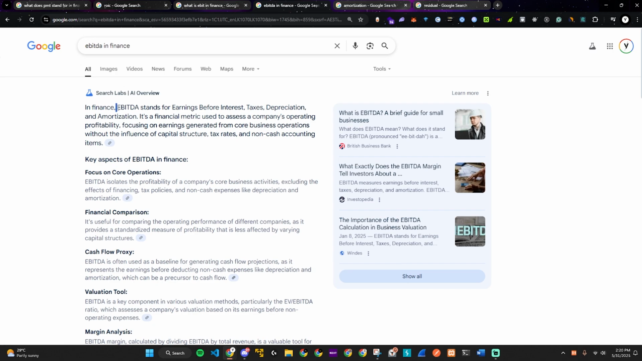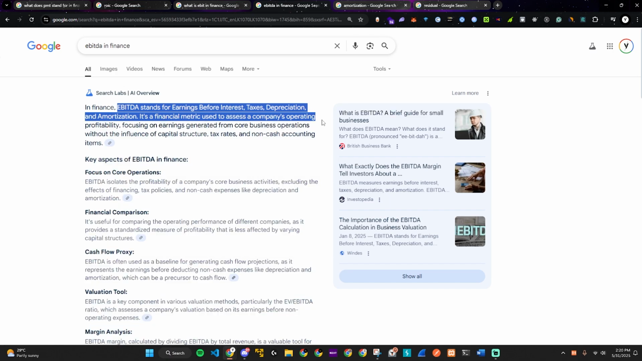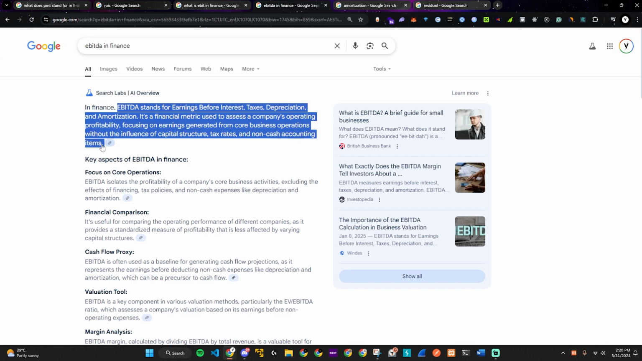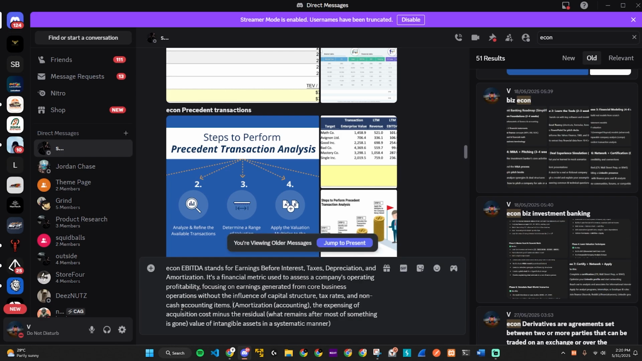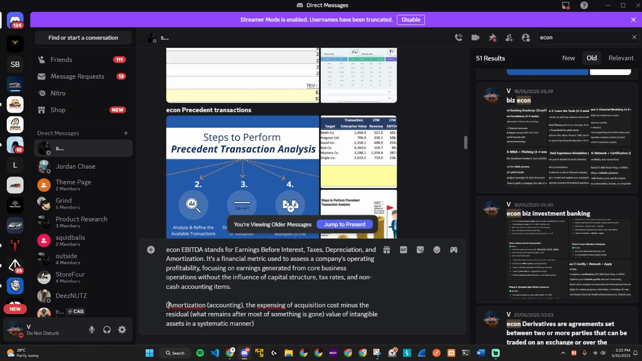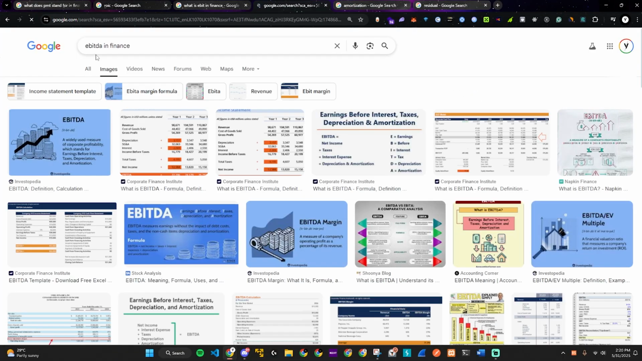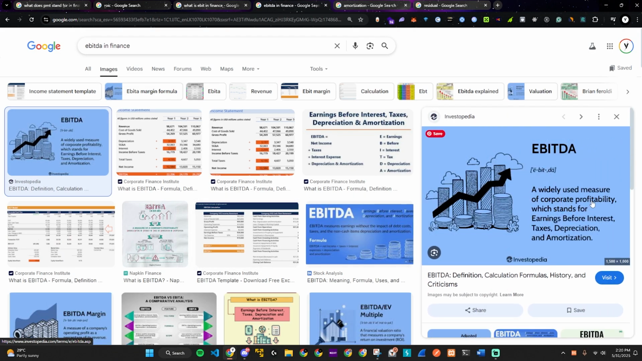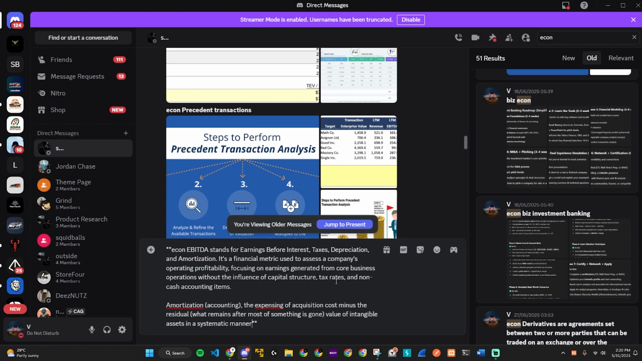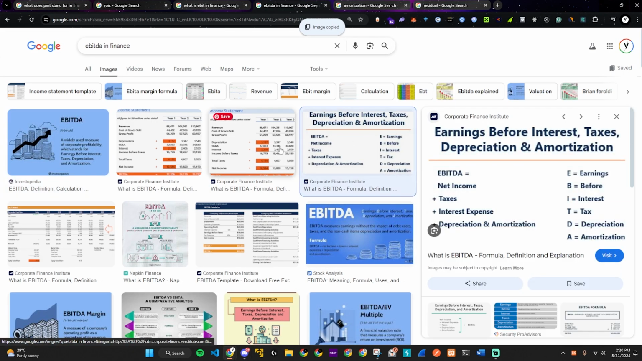EBITDA stands for earnings before interest, taxes, depreciation, and amortization. It's a financial metric used to assess a company's operating profitability, focusing on earnings generated from core business operations without the influence of capital structure, tax rates, and non-accounting items. Cool, interesting. So let's do amortization. So amortization is, let's separate these. Counting. Cool. Okay. So let's go to finding some sort of measure of corporate profitability, which stands for earnings before interest, taxes, depreciation, right? So that's before money goes into taxes, pretty much.